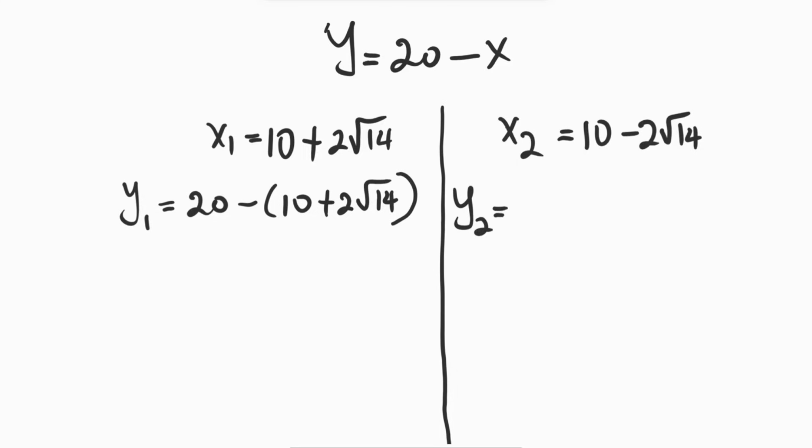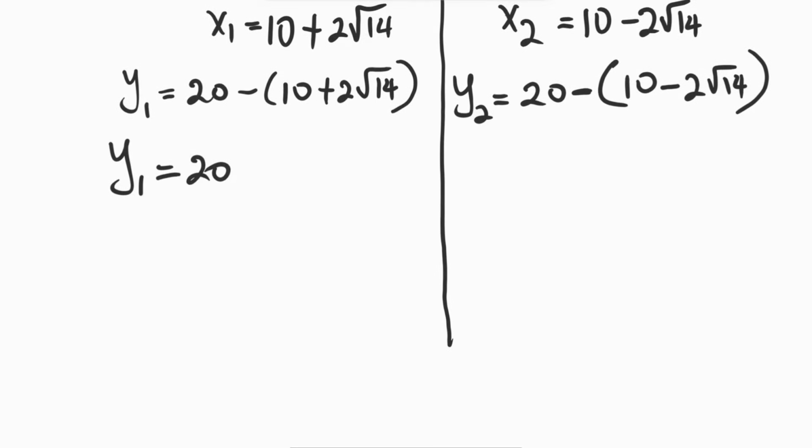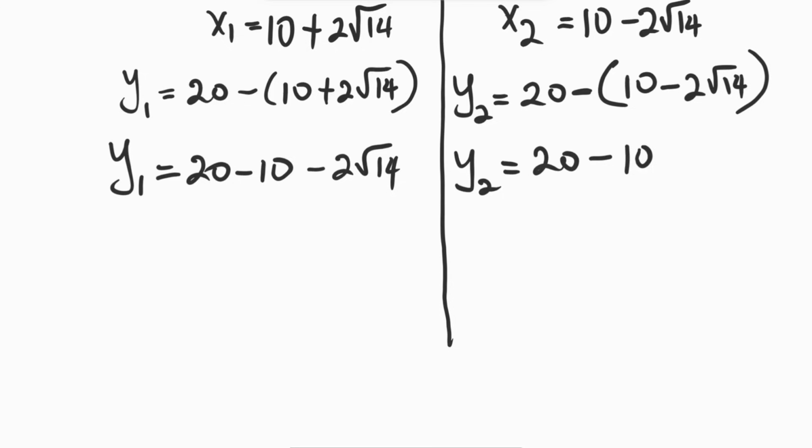Y2 is equal to 20 minus 10 minus 2 root 14. Now, if we open up the brackets, we have that y1 is equal to 20 minus 10 minus times positive will give us minus 2 root 14. And for y2, we have 20. Opening up the bracket, we have minus 10. Minus times minus gives us plus 2 root 14.